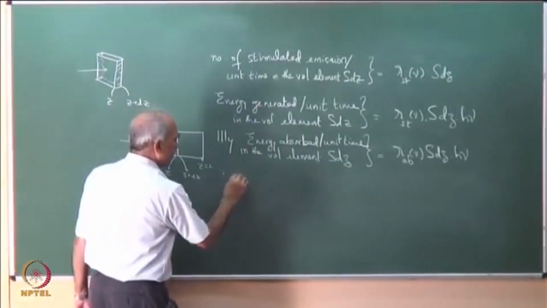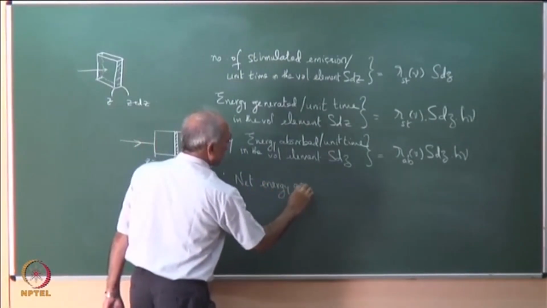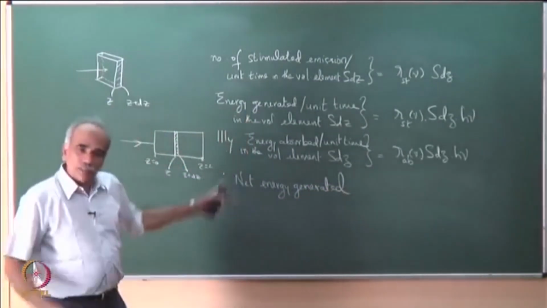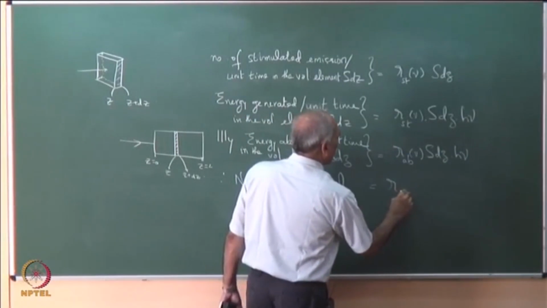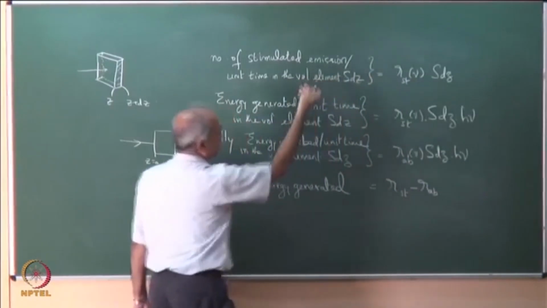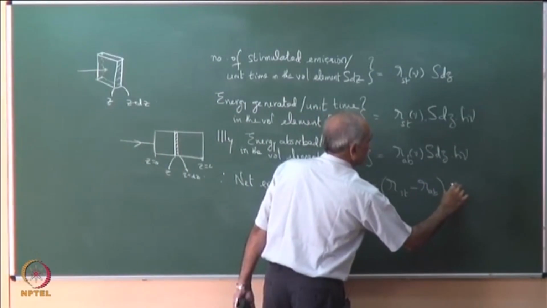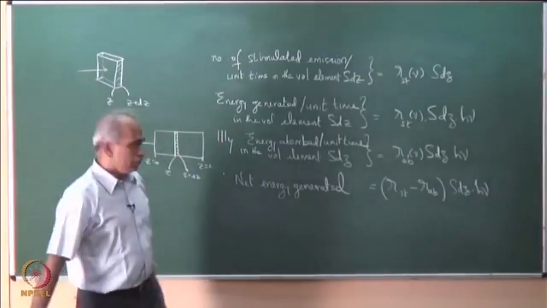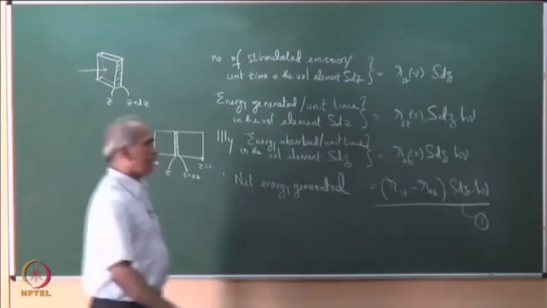Therefore, the net energy generated per unit time in the volume element S dz is equal to R S T minus R A B. This is generated and this is absorbed. Therefore, the net generated is equal to S dz into h nu. Okay. So, net energy generated.